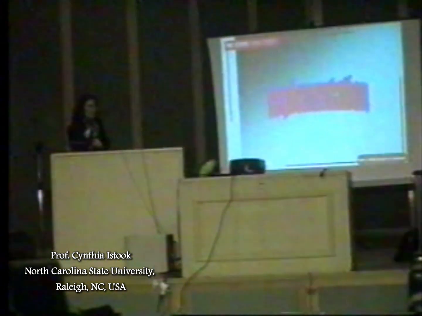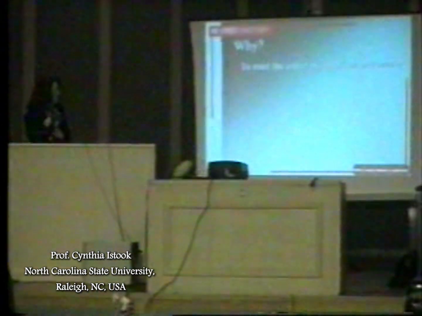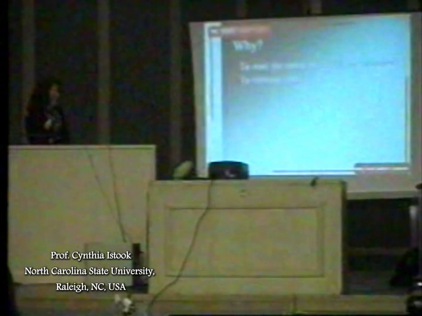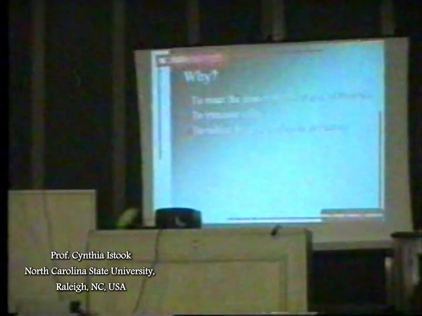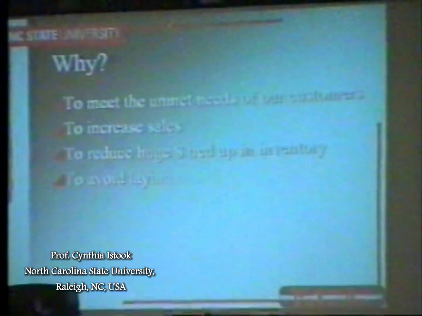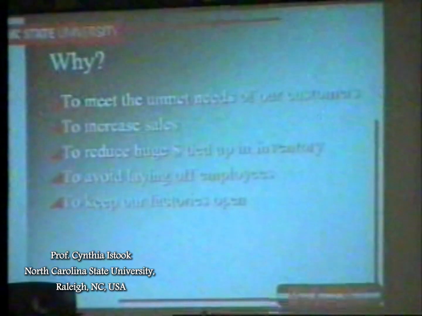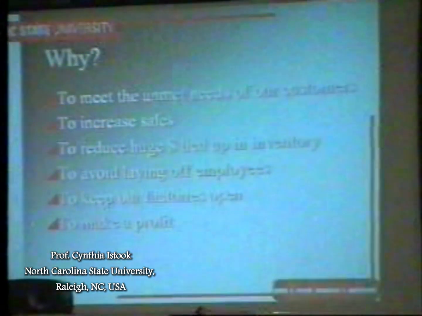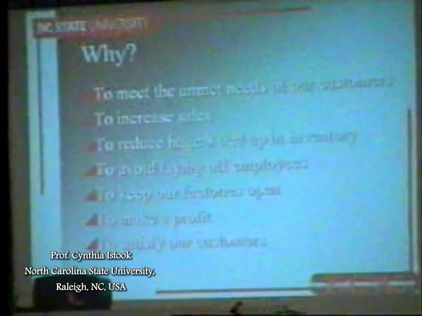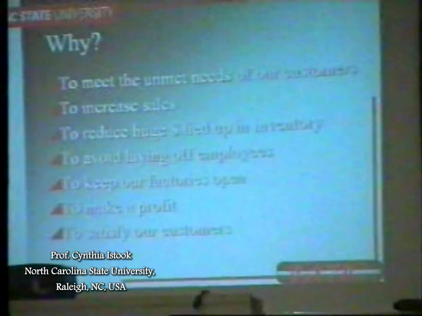So one of the ways we might look at implementing this would be to meet the needs of customers that currently aren't being met. We want to increase sales. And we want to reduce the huge dollars tied up in inventory. We want to avoid laying off employees. And we want to keep our factories open. And we want to make profit. And I'm suggesting that this is the way we have to do this to satisfy our customers. It's not the only way to do it. It might be in combination with mass production.